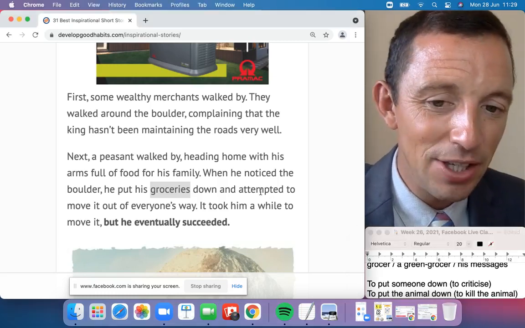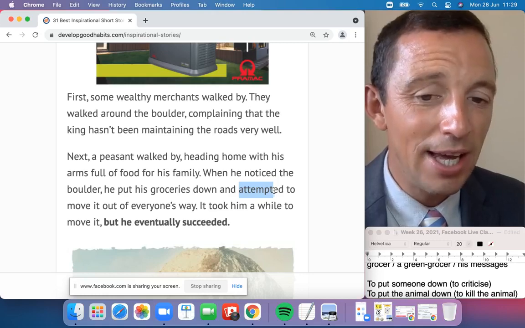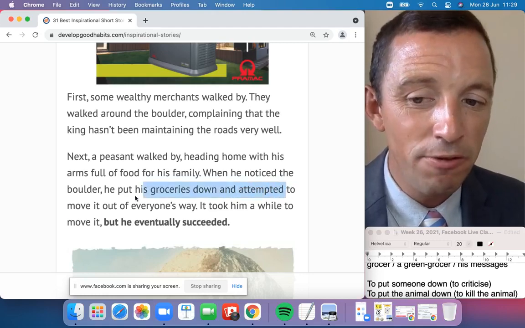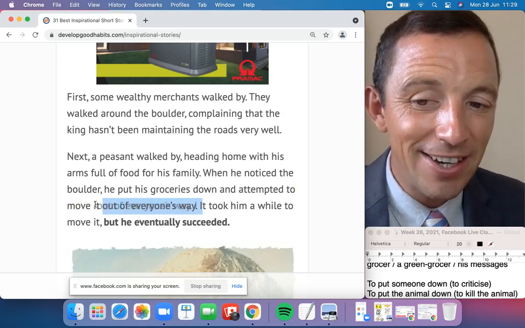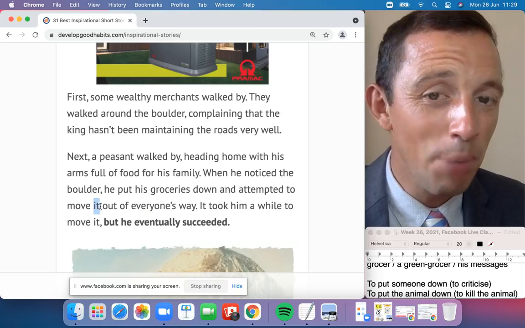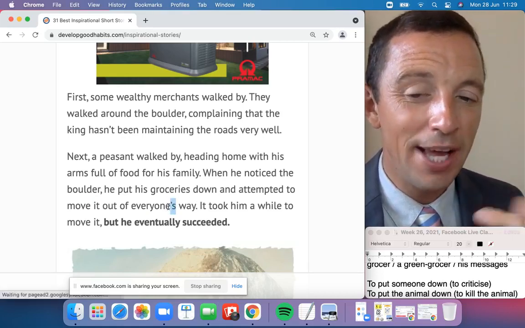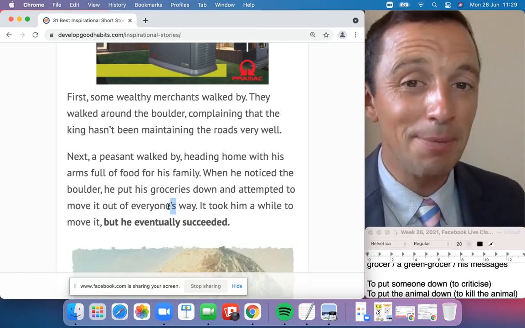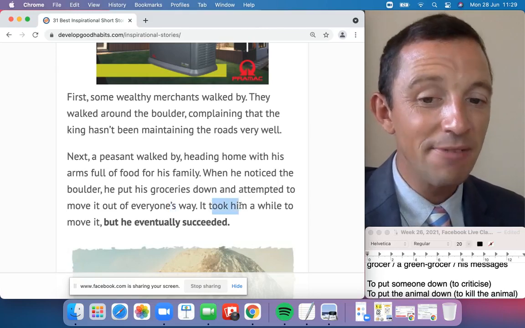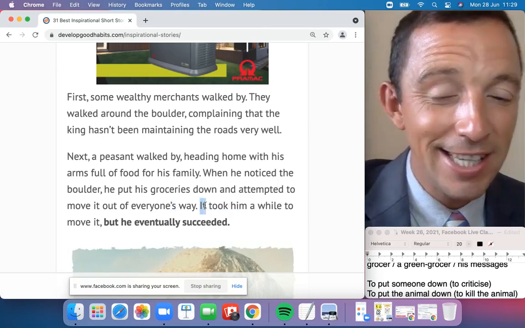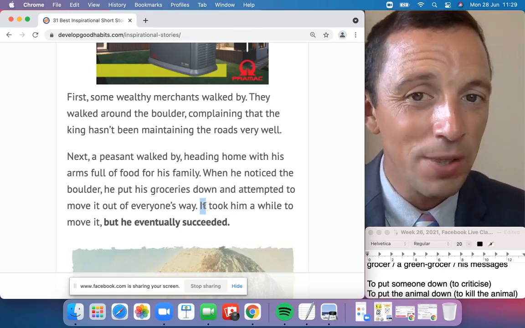And attempted, you remember my explanation, attempted has the same significance as the verb to try, and it's the past regular. To move it out of everyone's way. So again, it, I suppose, is substitution for the boulder out of everyone's way. And here is the possession: my way, your way, everyone's way. So the way is the possession of everyone. Okay, this structure is very, very good. So the subject is it, because always we need a subject in English. Almost always we need a subject in English.